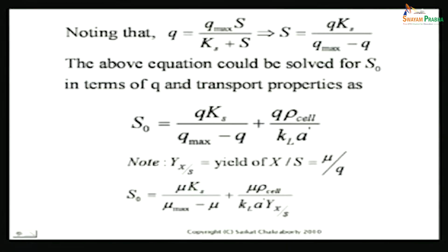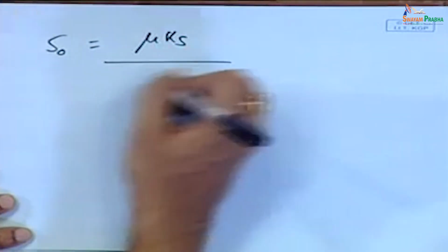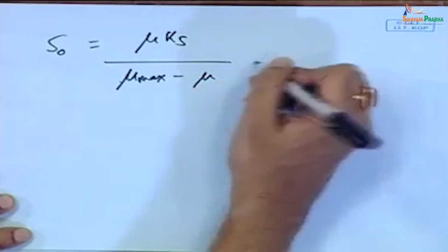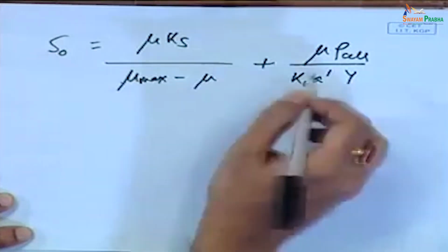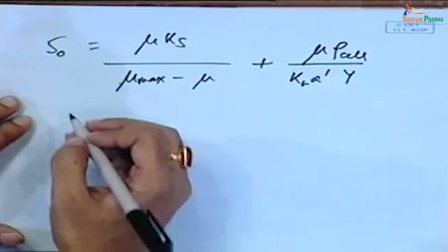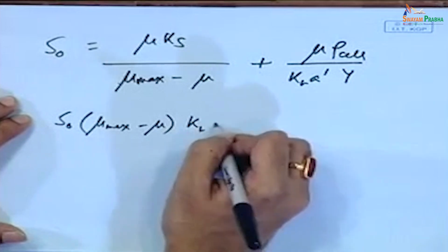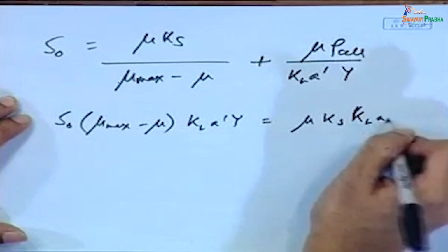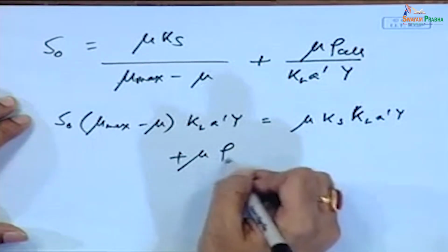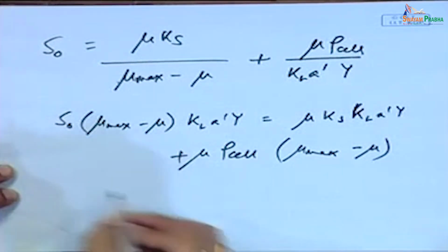You may want to take a minute and look at this, or if you want, I can show you this. Maybe that's what I will do. So here, your equation is mu Ks over mu max minus mu plus mu rho cell over KL A prime Y. Then you multiply the whole thing by mu max minus mu and so on. So you get mu max minus mu times KL A prime Y equals mu Ks KL A prime Y plus mu rho cell times mu max minus mu, right? So this becomes a quadratic in mu.